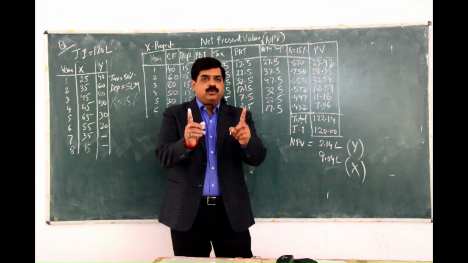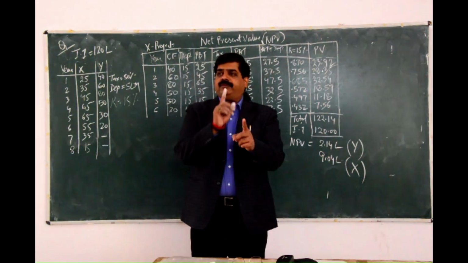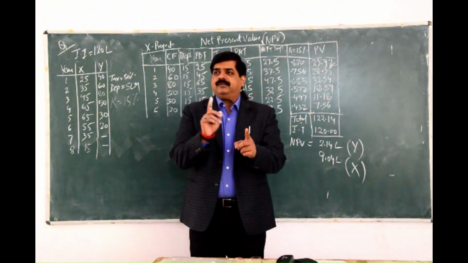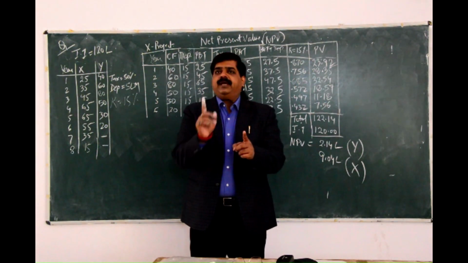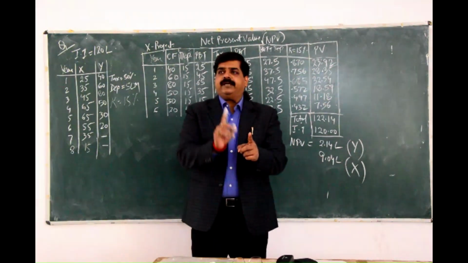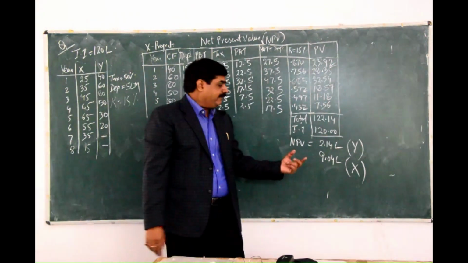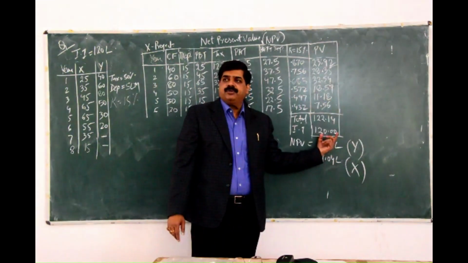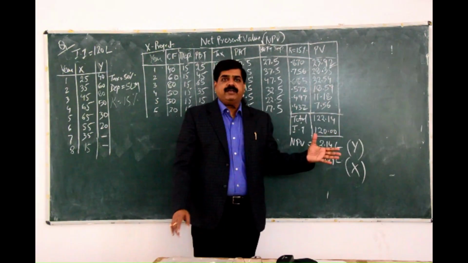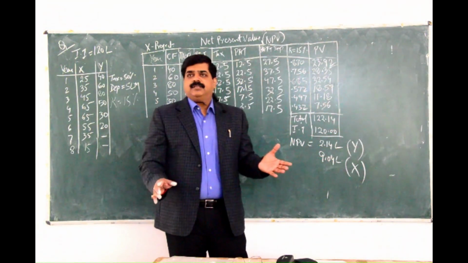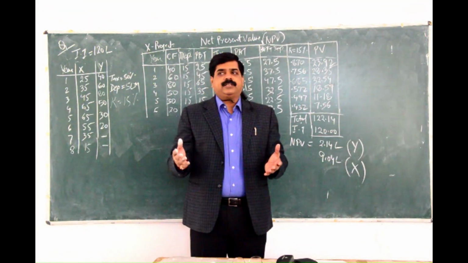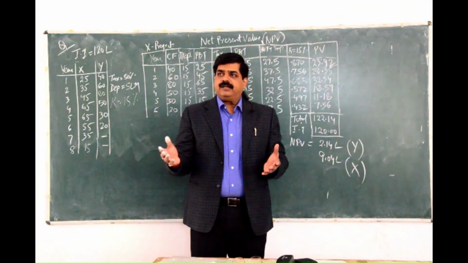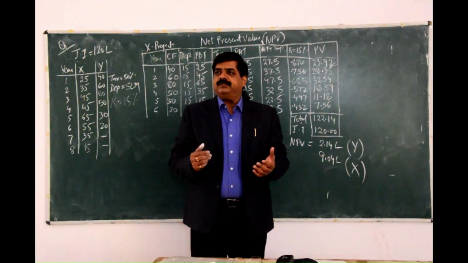As the two projects are mutually exclusive, rank 1, the higher NPV project, will be accepted. That means X will be accepted against Y project because it has a higher NPV. In this way, we have completed the net present value. In the next lecture, we will take up the next technique of capital budgeting under the discounting techniques. Thank you all.